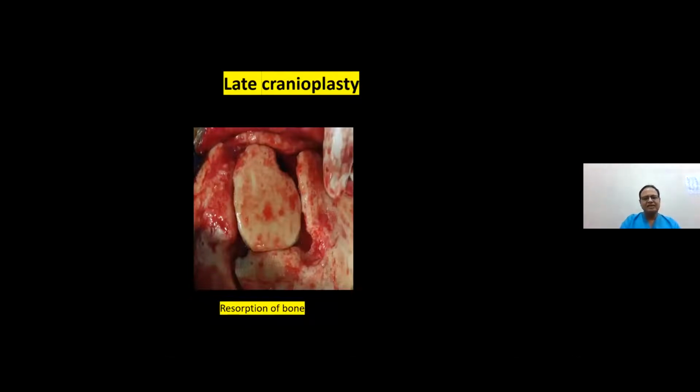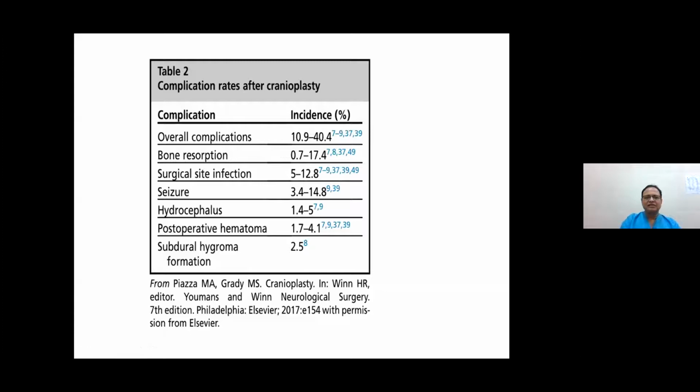Not only does it help in increasing neurocognitive improvement and cerebral perfusion, but if one does late cranioplasty, there are chances of bone resorption. Whenever the bone is kept for a longer time, the bone gets absorbed in the subcutaneous plane, and that causes resorption. So in late cranioplasty, the cosmetic outcome is very poor, like in this case. The bone resorption rate is very common, almost 1 to 17% in cranioplasty.